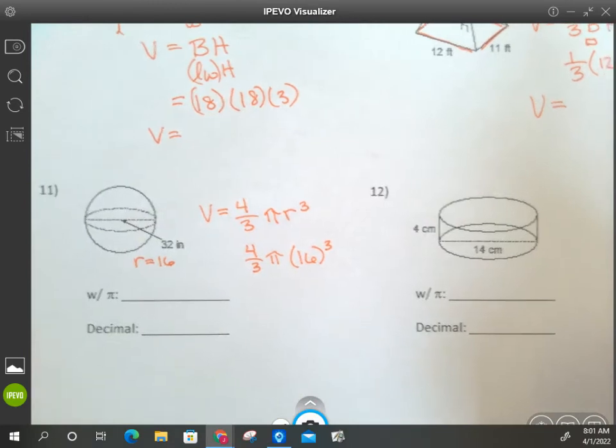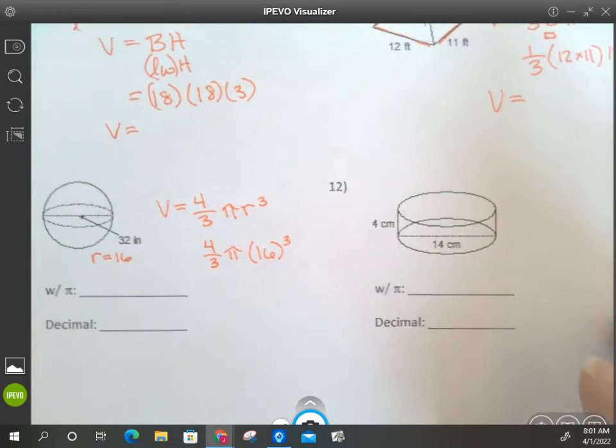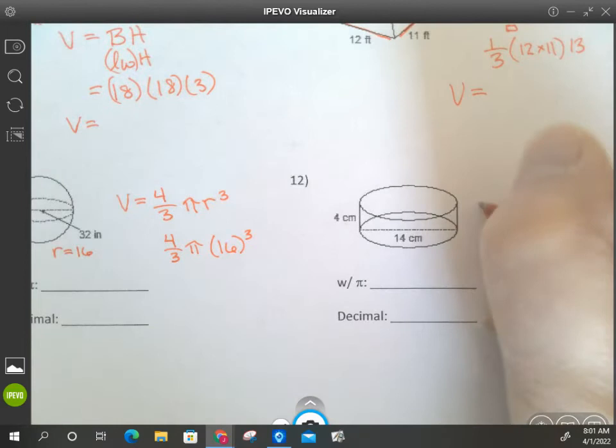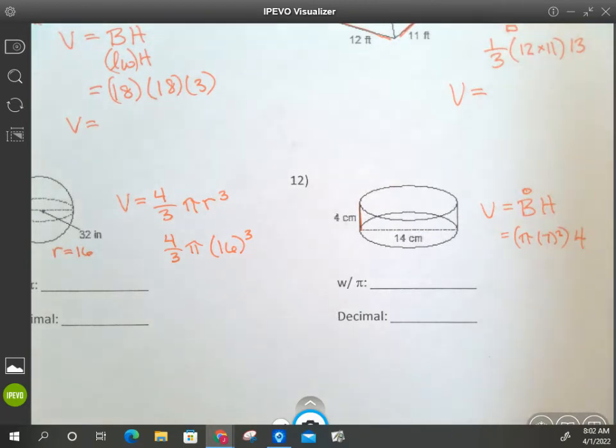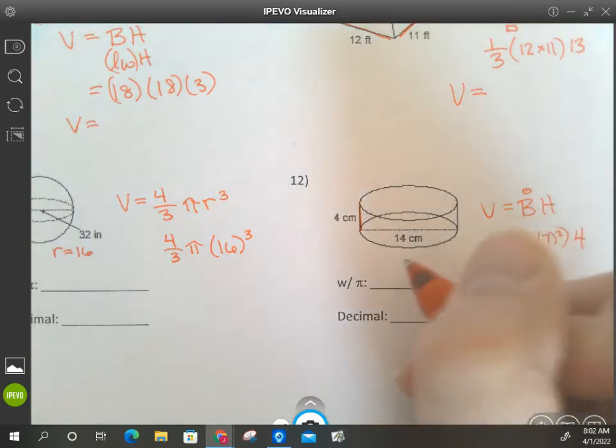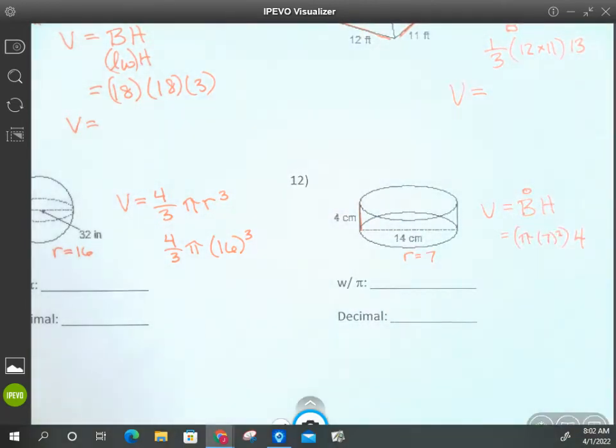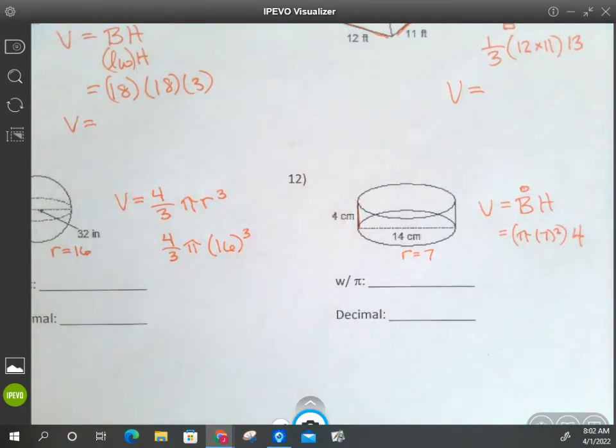All right, we have now a cylinder. The volume of a cylinder is back to base times height. What's the base of a cylinder? A circle, right? So the area of the circle is pi times the radius, which is 7 squared. And what's the height of the cylinder? 4. There you go. Radius is 7.